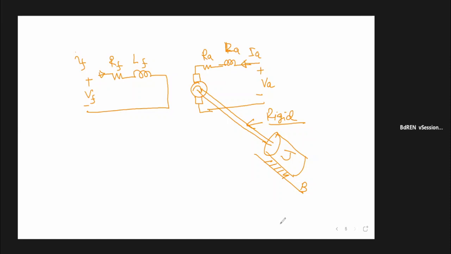Okay, if this is your separately excited DC motor, then how many control strategies are there? You can control the speed of your DC motor by changing the field current. This is called field control strategy. Or you can control the speed of your DC motor by controlling the armature voltage. That is your armature control strategy.